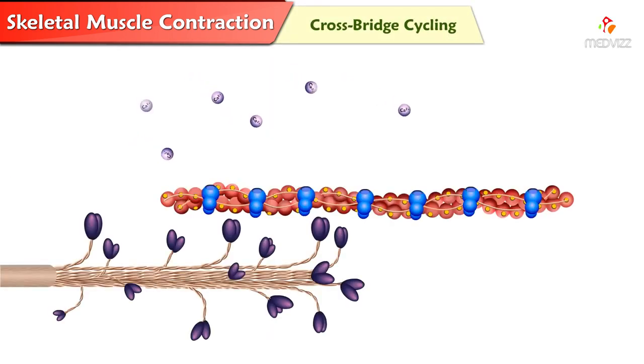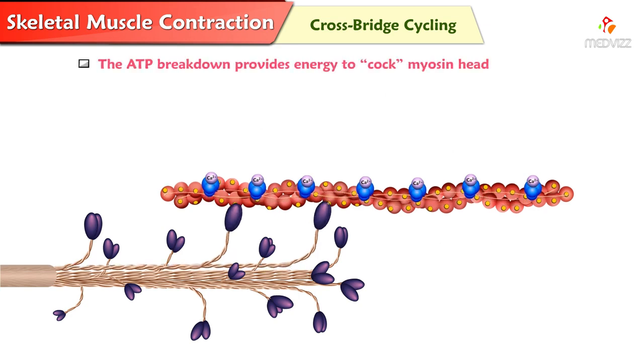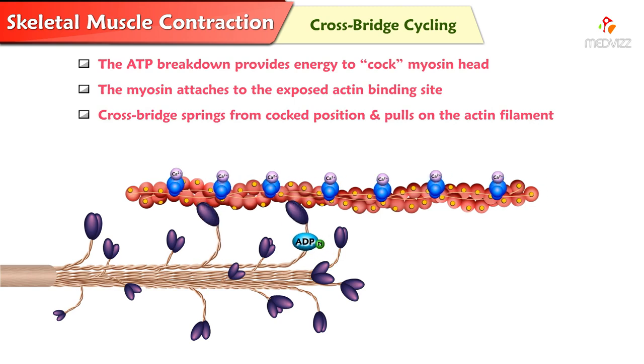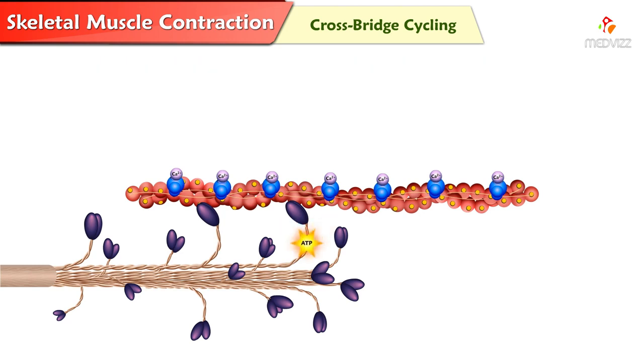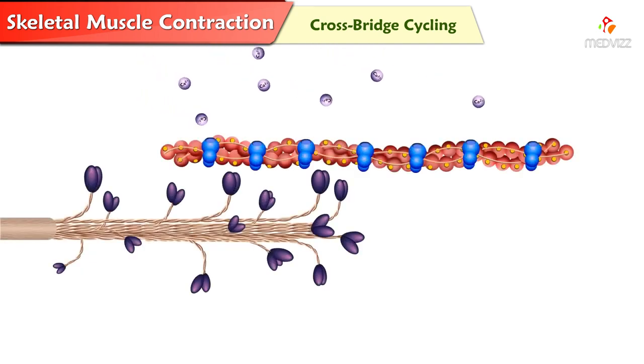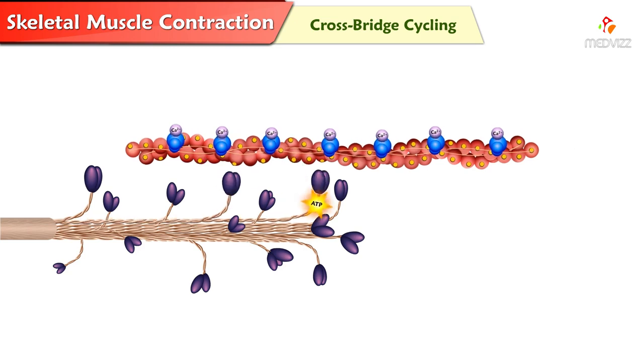Cross-bridge cycling. When calcium ions are present, the myosin binding sites on actin are exposed. The cross-bridge attaches. The ATP breakdown provides energy to cock the myosin head. The cocked myosin attaches to the exposed actin binding site. The cross-bridge springs from the cocked position and pulls on the actin filament. The cross bridges break. An ATP binds to the cross-bridge but is not yet broken down. The myosin heads are released from actin. As long as calcium ions are present, this continues until the muscle fiber is fully contracted.